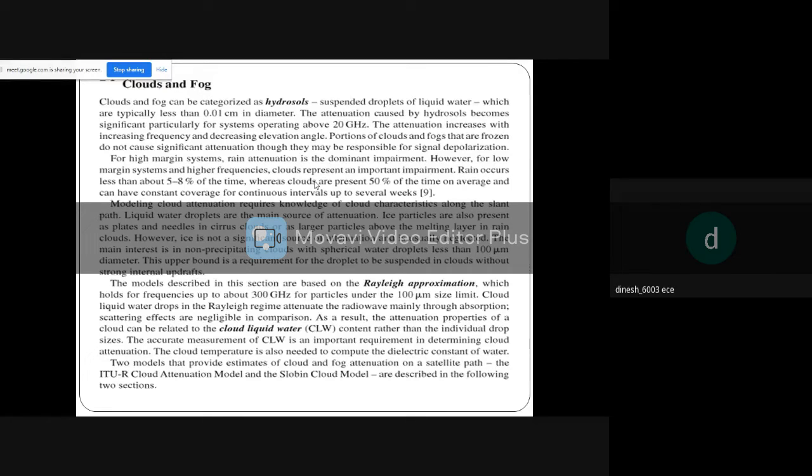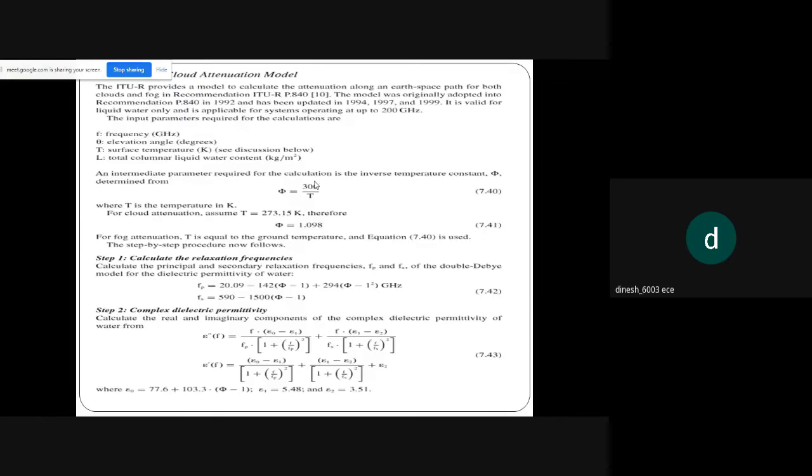So far, two models have been proposed for dealing with cloud and fog attenuation on a satellite path, which are the cloud attenuation model and the sloping cloud model. Let us see them.